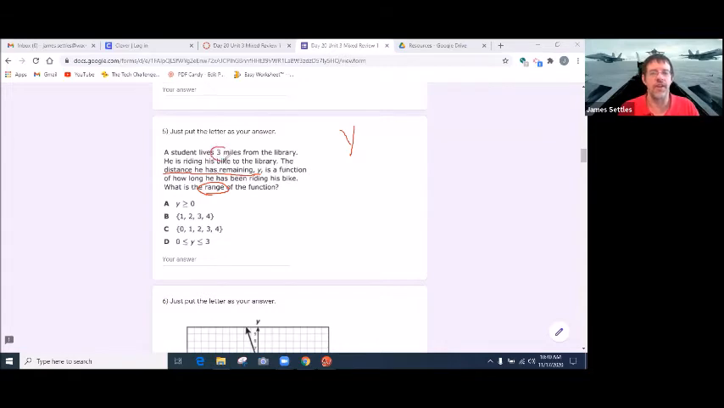Well, I know the furthest he can travel is 3 miles. Look at all your answers. Okay. This doesn't even have the number 3. These two have 3, but it also has 4. Is he going to go 4 miles? No, he's not going to go 4 miles. The furthest he can go is 3 miles. So the only logical answer here would be D.